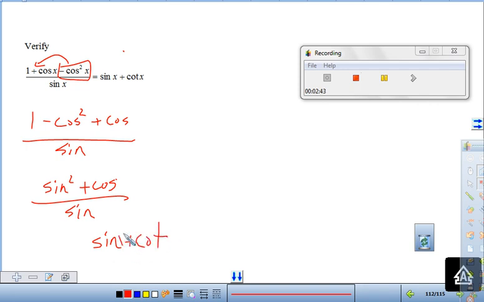So then I can put these back in, sine of x plus cotangent of x, and I see that that is the right-hand side as well. So that is verified, or I've essentially proved that. And that's all that we're doing with these identities right now. So let's look at the next example here in your notes.